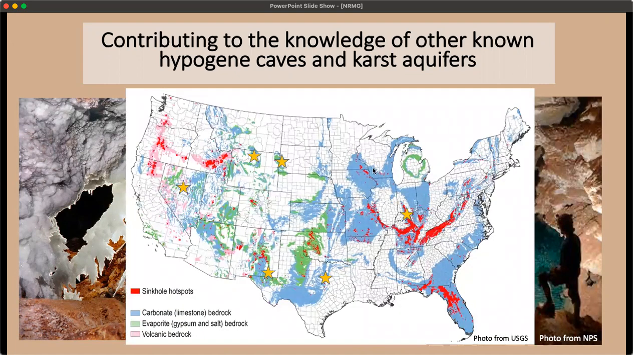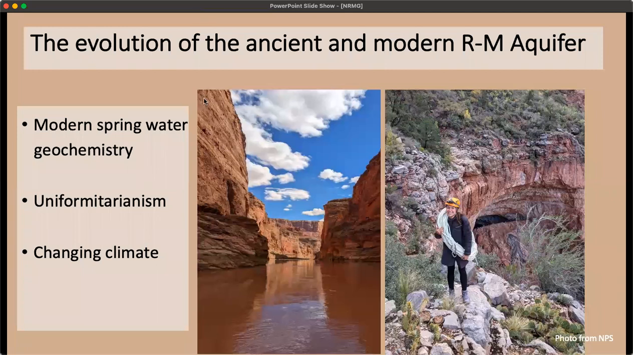This map sort of shows different regions which have known hypogene caves, and my research is adding a star to that. And so one day I think we're going to see sort of a continuum across the US of hypogene caves with different origins. Okay, I know I just hit my 30-minute mark, so I'll wrap this up pretty quick.